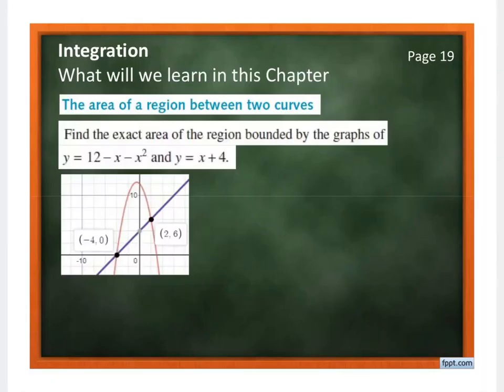Find the exact area of the region bounded by the graphs of y equals 12 minus x squared and y equals x plus 4. The red line here is the curve y equals 12 minus x squared, and the purple line is y equals x plus 4. The bounded area is this one, between the curve and the line.